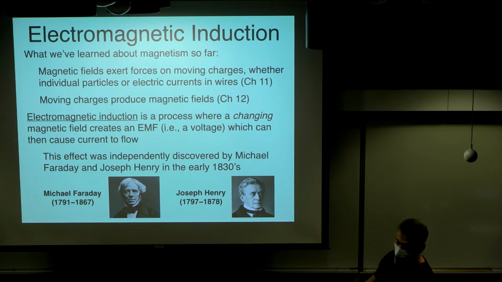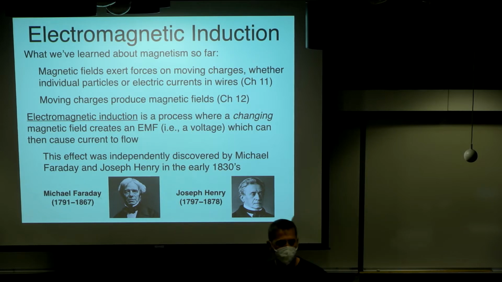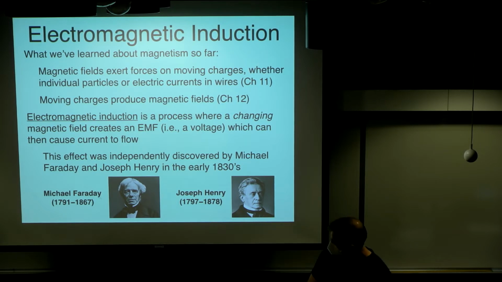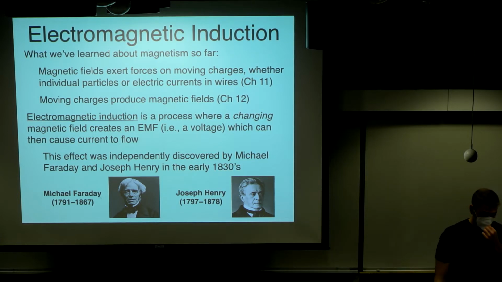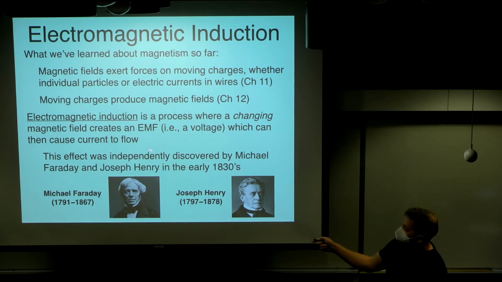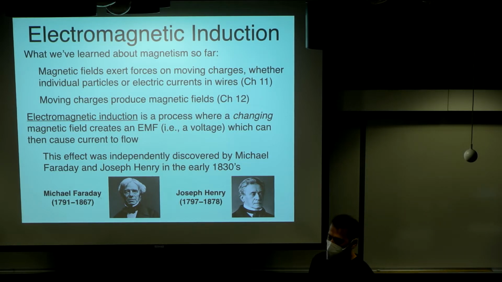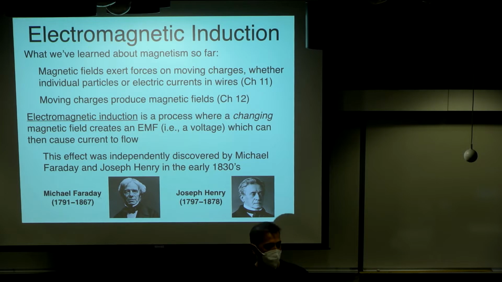Then, in the most recent chapter, chapter 12, we learned that, well, where do magnetic fields come from in the first place? They result from the fact that charges are moving. So if you have a wire that carries a current, it's going to produce a magnetic field all around it, and actually, same for individual moving charges. Okay, so that's what we know about magnetic fields so far, but here's what we're going to learn about next. Because electromagnetic induction is basically a process where you have a changing magnetic field.